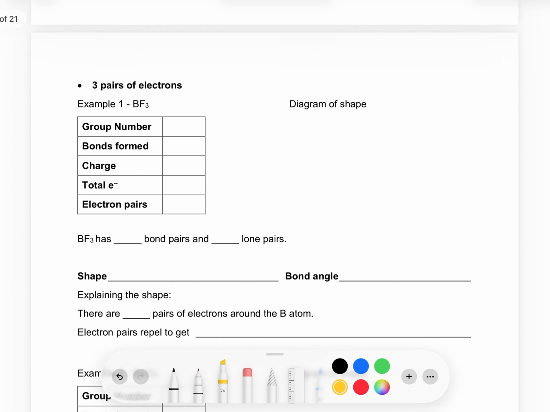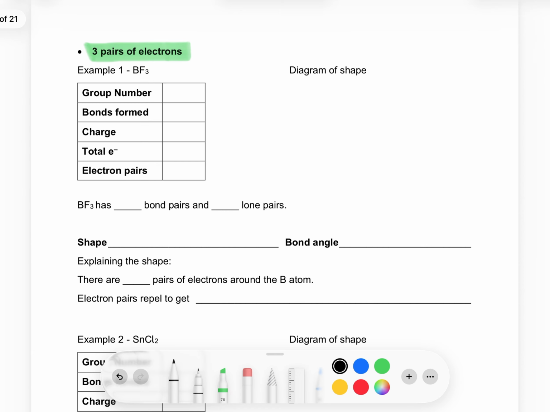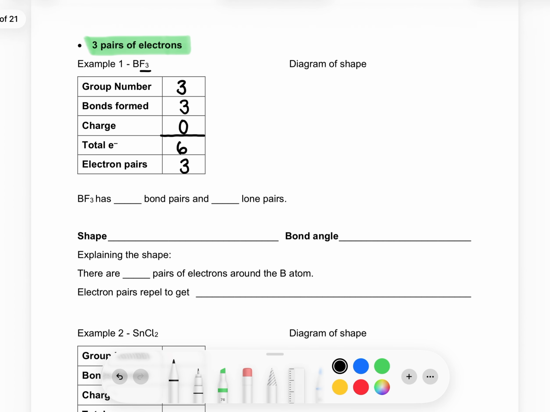So what happens if we then go to 3 pairs of electrons around our central atom? So an example of a molecule like this would be BF3. So boron is in group 3. We can see that there's 3 Fs, so there must be 3 bonds formed. There is no charge on it. If we add up those total, that's 6 electrons. 3 add 3 is 6. 6 is 3 pairs.